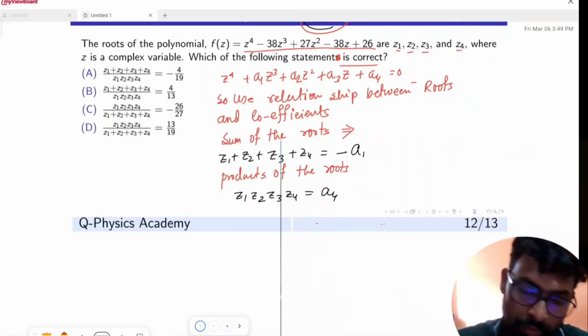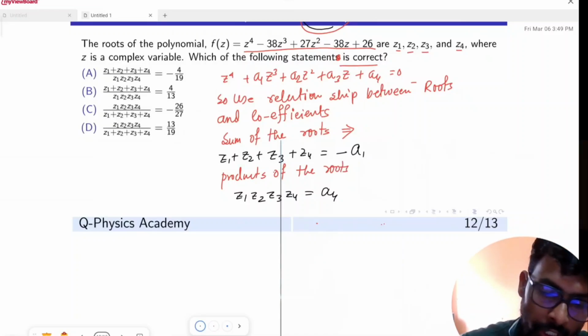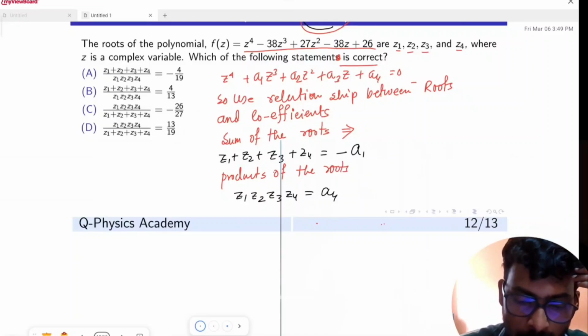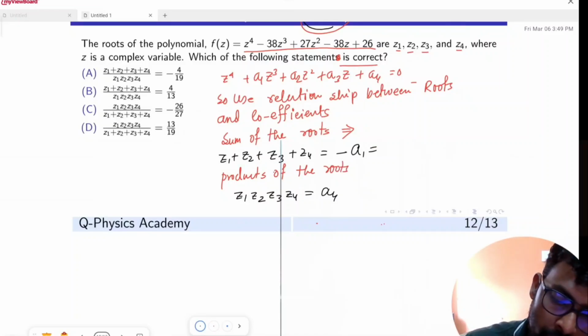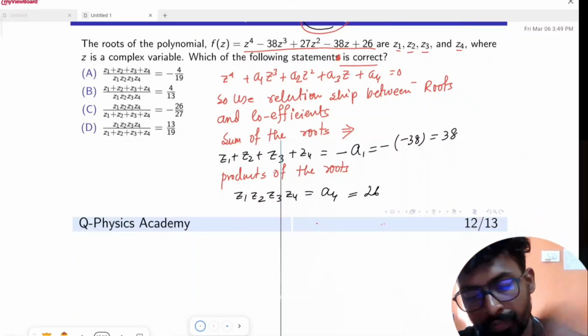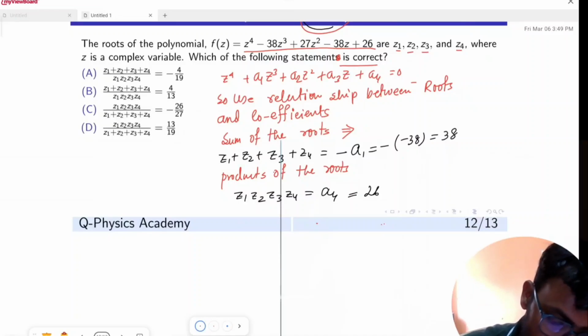Okay, so a1, just from the given polynomial, a1 is nothing but minus 38, so it is equal to minus of minus 38, so it is equal to plus 38, and a4 is equal to 26. Okay, you just calculate. This actually matches with option D, right?